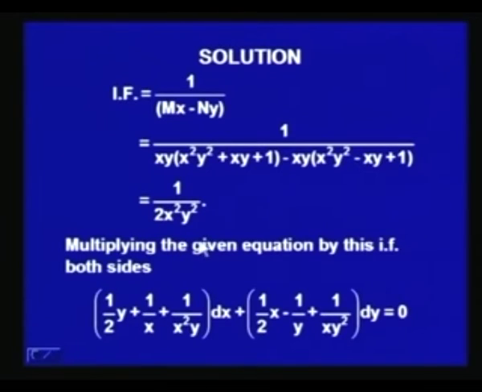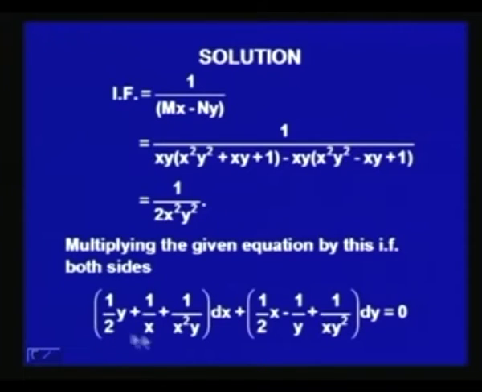So, let us multiply the given equation by this integrating factor, and we shall have (1 over 2y plus 1 over x plus 1 over x square y) dx plus (1 over 2x minus 1 over y plus 1 over xy square) dy equal to 0. So, here m is equal to half y plus 1 by x plus 1 by x square y, and n is half x minus 1 over y plus 1 over xy square. Now, this differential equation is an exact differential equation.